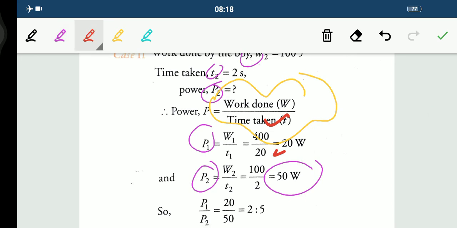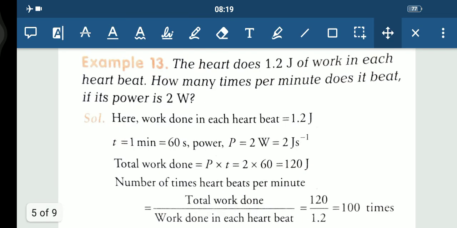Now children, see, both the powers have been calculated. So what we need to do? You just simply put the values in P1 upon P2 and your answer comes out to be a 2:5 ratio. Fine. So this is what the question is and you need to do it.